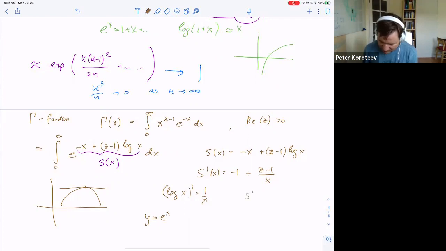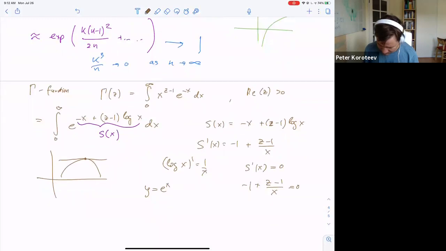And then you want to solve the equation s prime of x is equal to 0 and find the location of this extremum, this critical point. So let's solve -1 plus z minus 1 over x is equal to 0. Right, so x is equal to, oh sorry, just z minus 1. Yeah, x is equal to z minus 1. So everything cancels and you get 0. Let's call it x star.